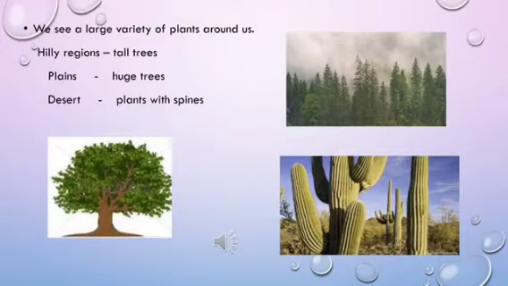When you come to the plain areas or the plain regions, we have very huge trees, such as the banyan tree, the gulmohar, Ashoka tree, which we commonly find around here in this area. Then we find the peepal tree also, which is quite huge. When you go to the desert regions, can you guess what type of plants we find? Yes, we see the cactus. So all these plants or trees, they are so different from each other.